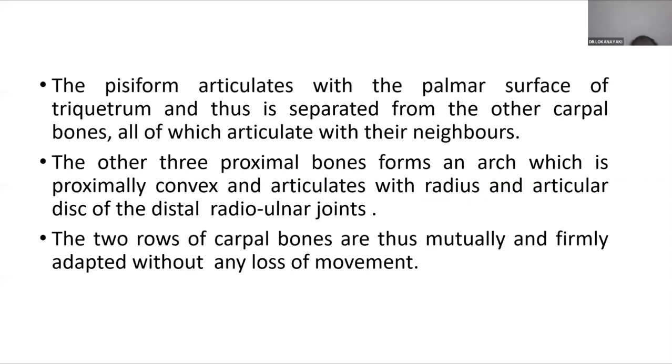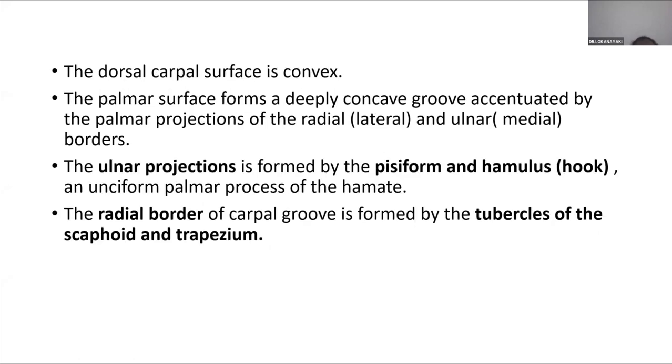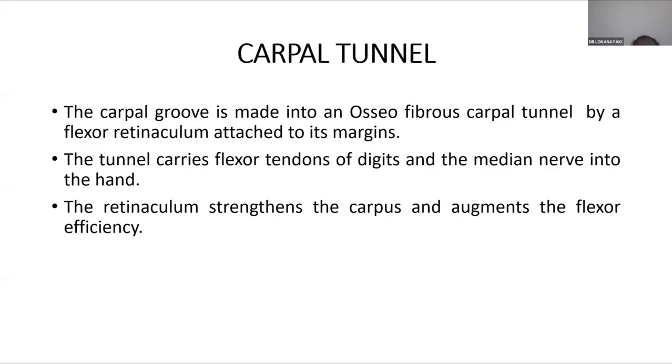The proximal row of carpal bones, namely scaphoid, lunate, and triquetral, articulates with the articular disc over the wrist joint. The carpal bones have a dorsal surface and a palmar surface. The dorsal surface is more convex when compared to the palmar surface, which is deeply concave. There are ulnar and radial projections. The ulnar projection is formed by the pisiform and hamulus of the hamate bone, and the radial side by the tubercles of the scaphoid and trapezium. Because of these projections, the carpal tunnel is made much more concave over the palmar surface.